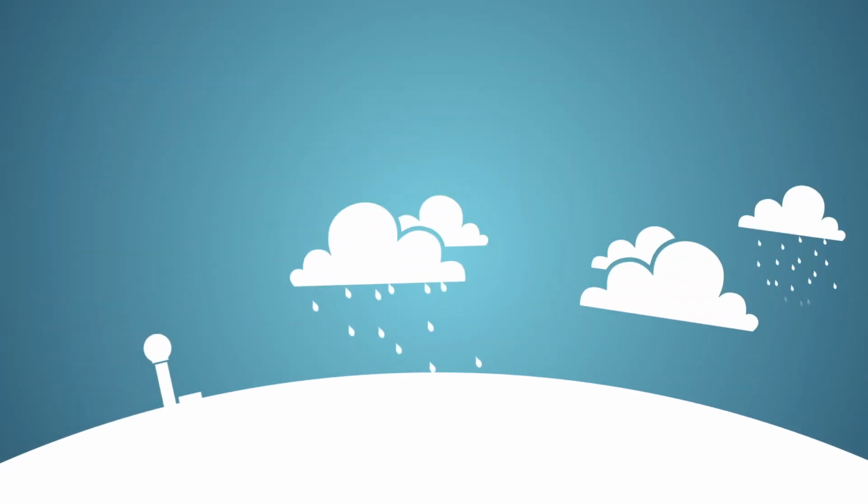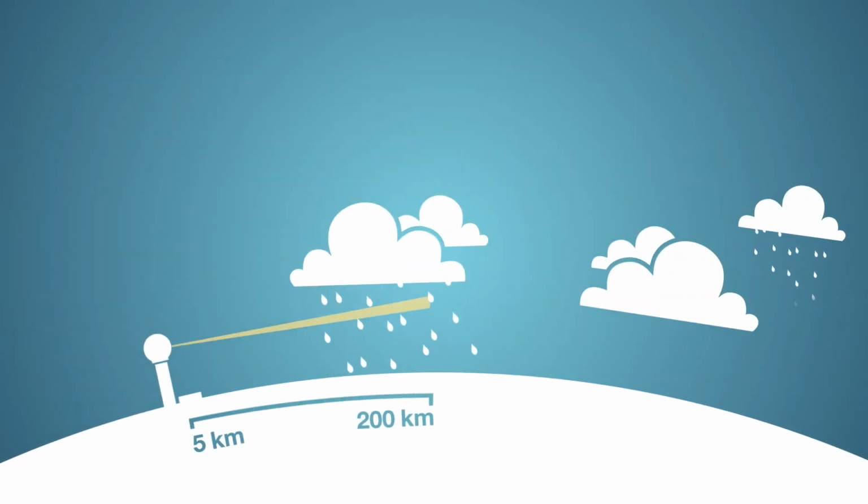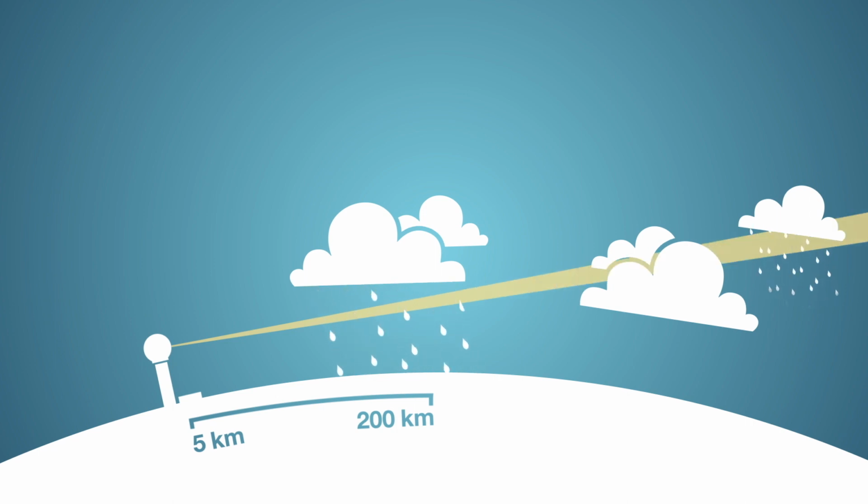There are some limitations to radars. The curvature of the Earth means that the optimal range is between 5 and 200 kilometres. Beyond 200 kilometres, the radar might be showing rain that's falling high in the atmosphere, and this might not represent what's actually happening on the ground.